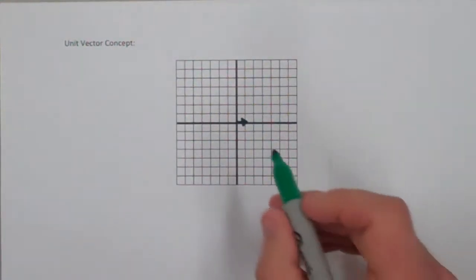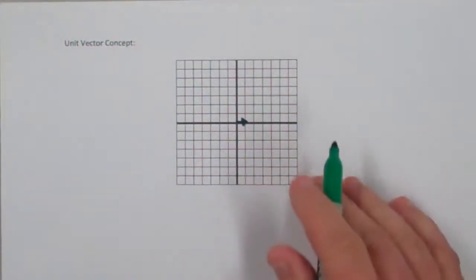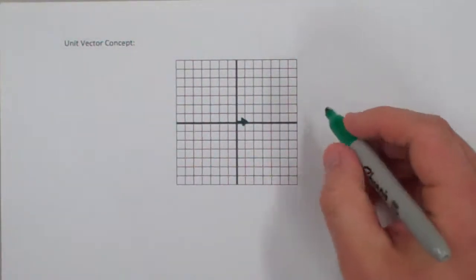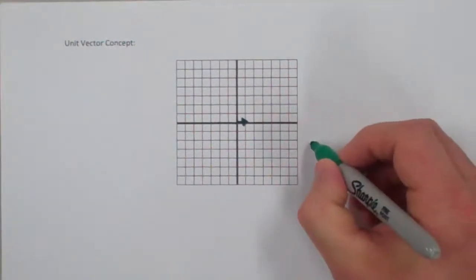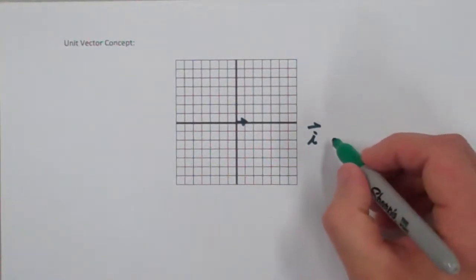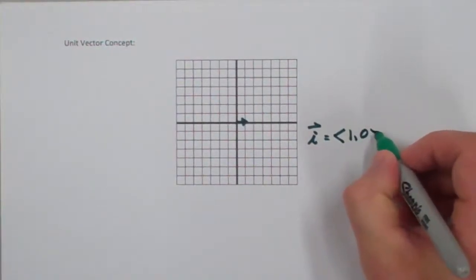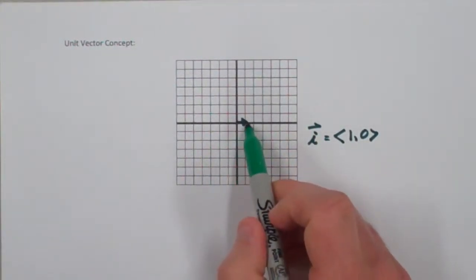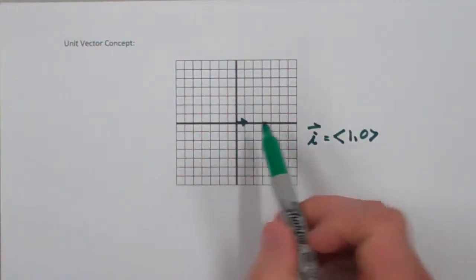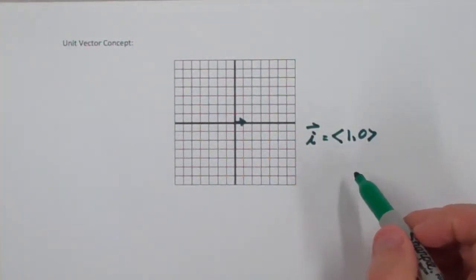And we represent this unit vector with I. So this little vector here in green is I. And I is 1, 0. So we go right 1, up or down none. These are the x and the y components of vector I.